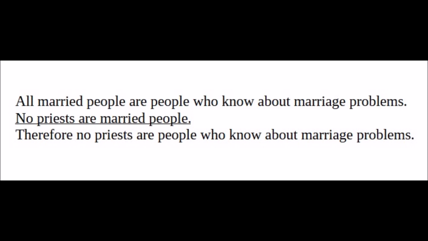In the conclusion, we have an E proposition, so both terms are distributed. The major term of people who know about marriage problems is not also distributed in the premise, and therefore we have the result of a fallacy of illicit distribution of the major term.